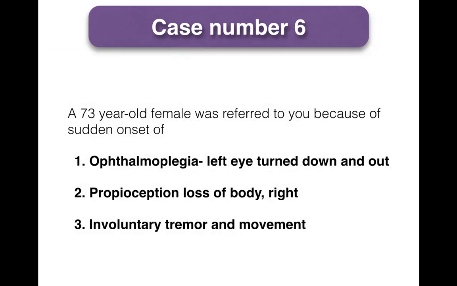Now, there's something similar to the Weber syndrome, and this is case number 6. So in this case, a 73-year-old female was referred to you because of sudden onset of ophthalmoplegia. The eyes are again turned down and out, just like in Weber syndrome. But this is where it becomes a little different. There is loss of conscious proprioception on the body on the right side, and there's involuntary tremor and movement.